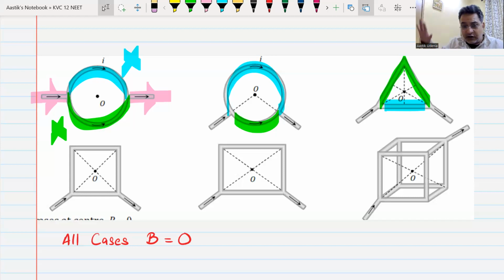I hope all of us have understood how to find the direction of magnetic field and the values. One of these questions is going to come in your exam. If it comes from this particular topic, it will be from this question that we have already done. And remember all the zero magnetic field cases, one of these questions may come.